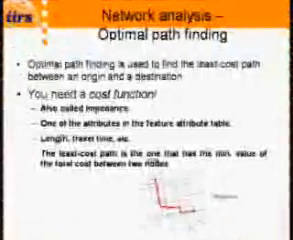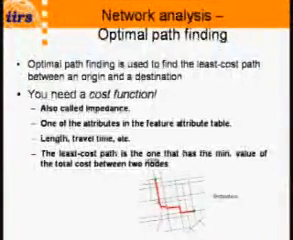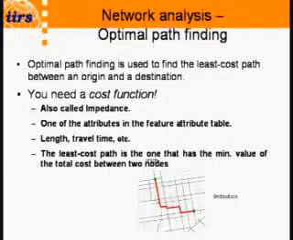Optimal path finding is used to find the least cost path between an origin and a destination. You need a cost function, also called the impedance, or you can even call it a resistance. In the feature attribute table, you can add an attribute such as length, travel time or speed, whatever it is. On the basis of that attribute, it will calculate the least cost path from one point to another. That is one of the very good utilities available in network analysis.